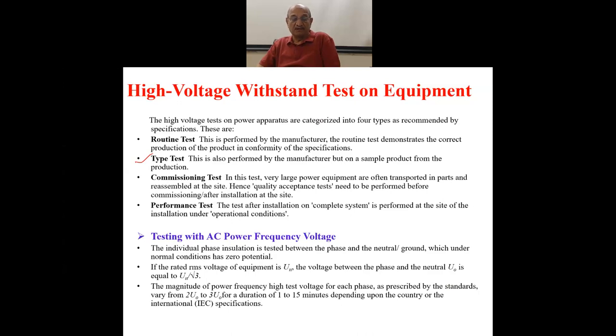These are also specified: when you are testing at site, what magnitude of DC voltage you should apply on the test object or on the gadget, for different types of gadgets and different rated voltages.